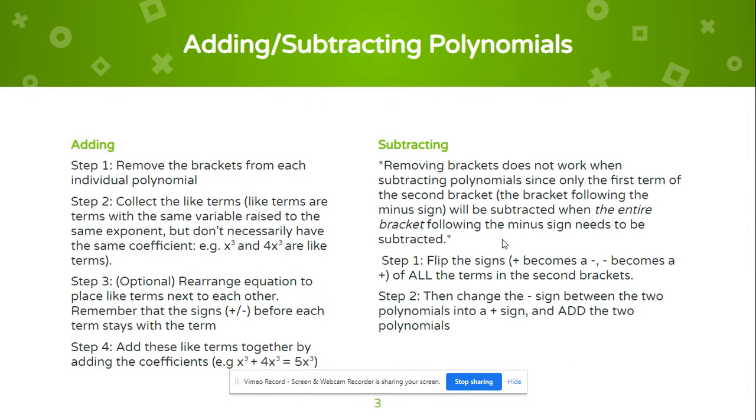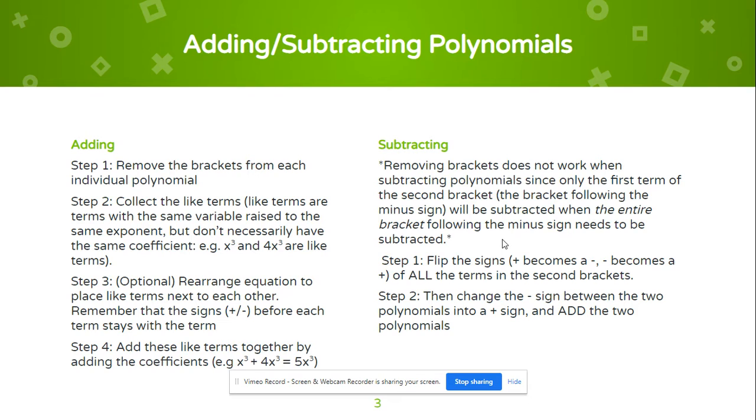So the step-by-step process for adding or subtracting polynomials: if you follow it, keeping in mind the tips and tricks I included, you'll be able to solve any question related to adding or subtracting polynomials. So for adding, step one is we remove the brackets from each individual polynomial. Step two, we collect like terms, and I'll show you what I mean by like terms. Step 3 is optional. You can rearrange the equation to place the like terms next to each other, which just makes the adding and subtracting cleaner looking.